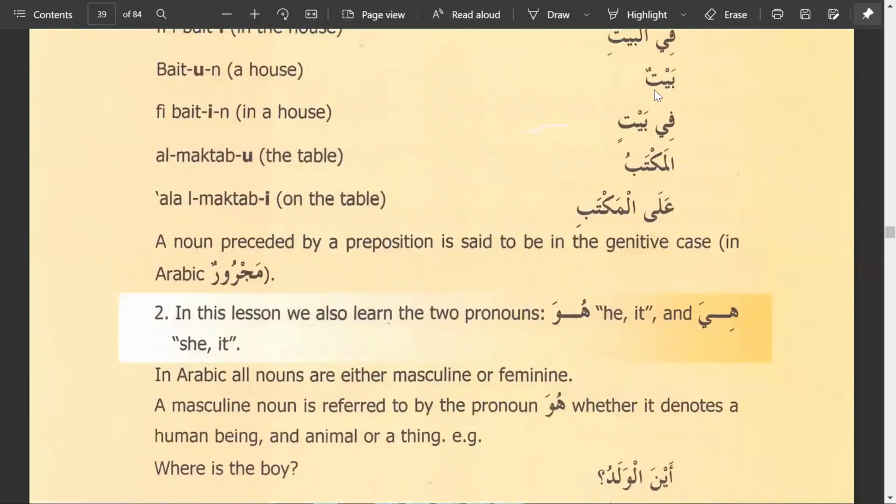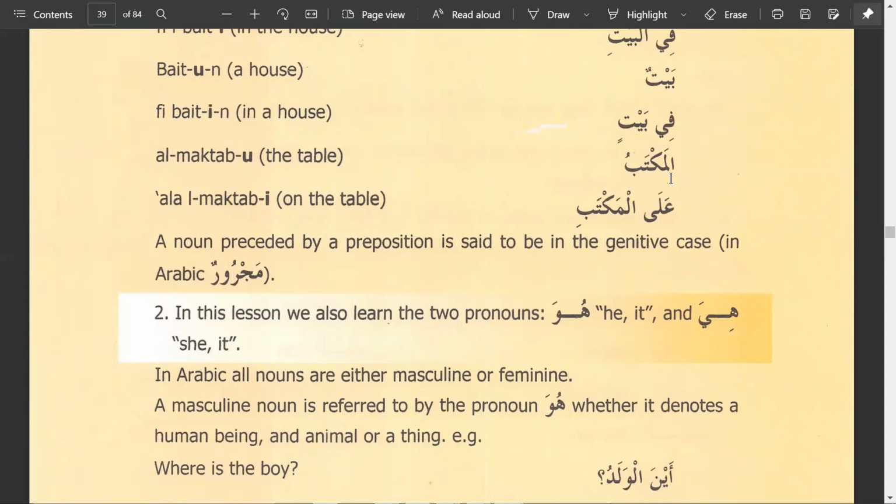Okay. Baitun means there's no al. So baitun means a house, one house. And fi baitin? In a house. Why are we saying a? Because there is tanween at the end. In a house. And in fil baiti, we said in the house. Why? Al was there. So al-baytu, the house; fil baiti, in the house; baitun, a house; fi baitin, in a house.